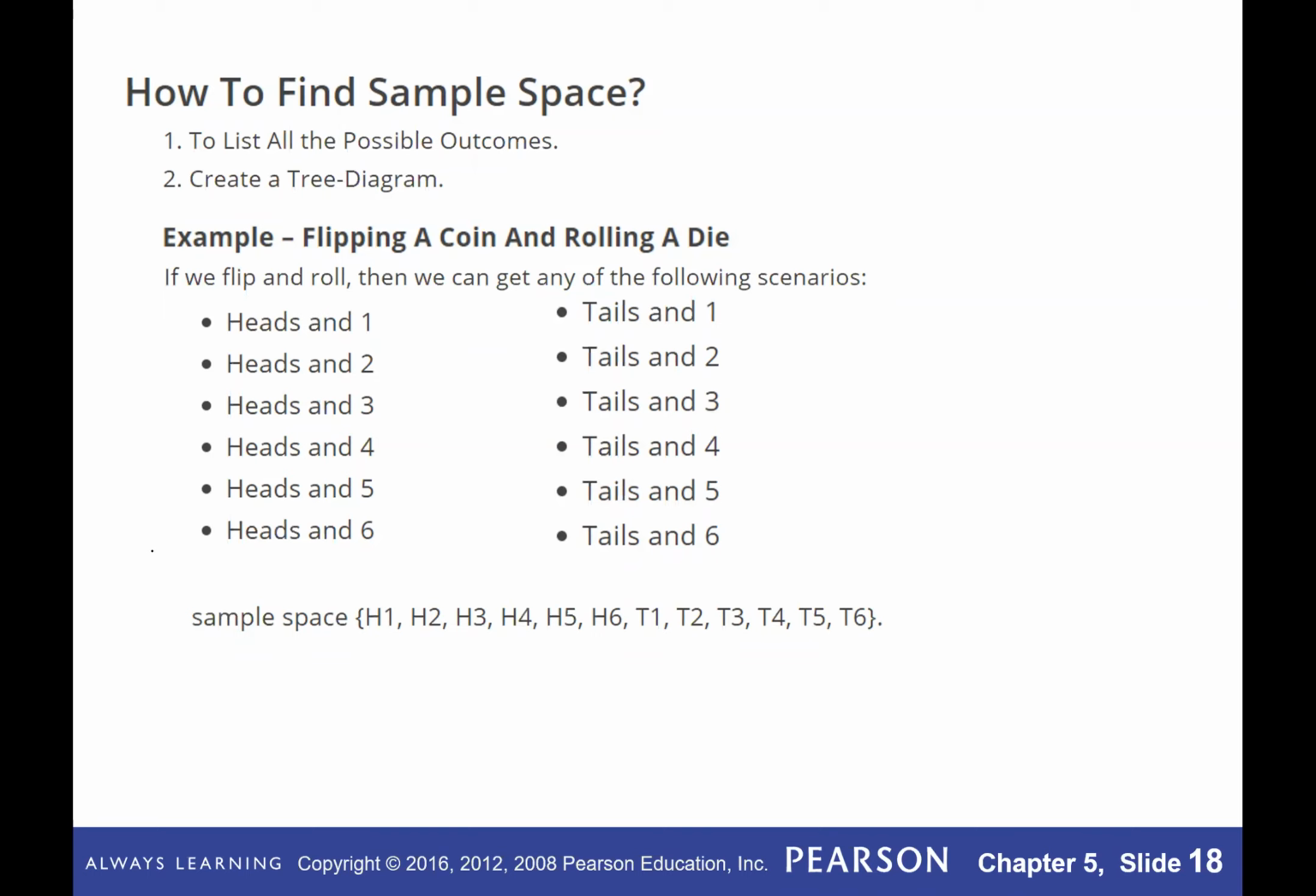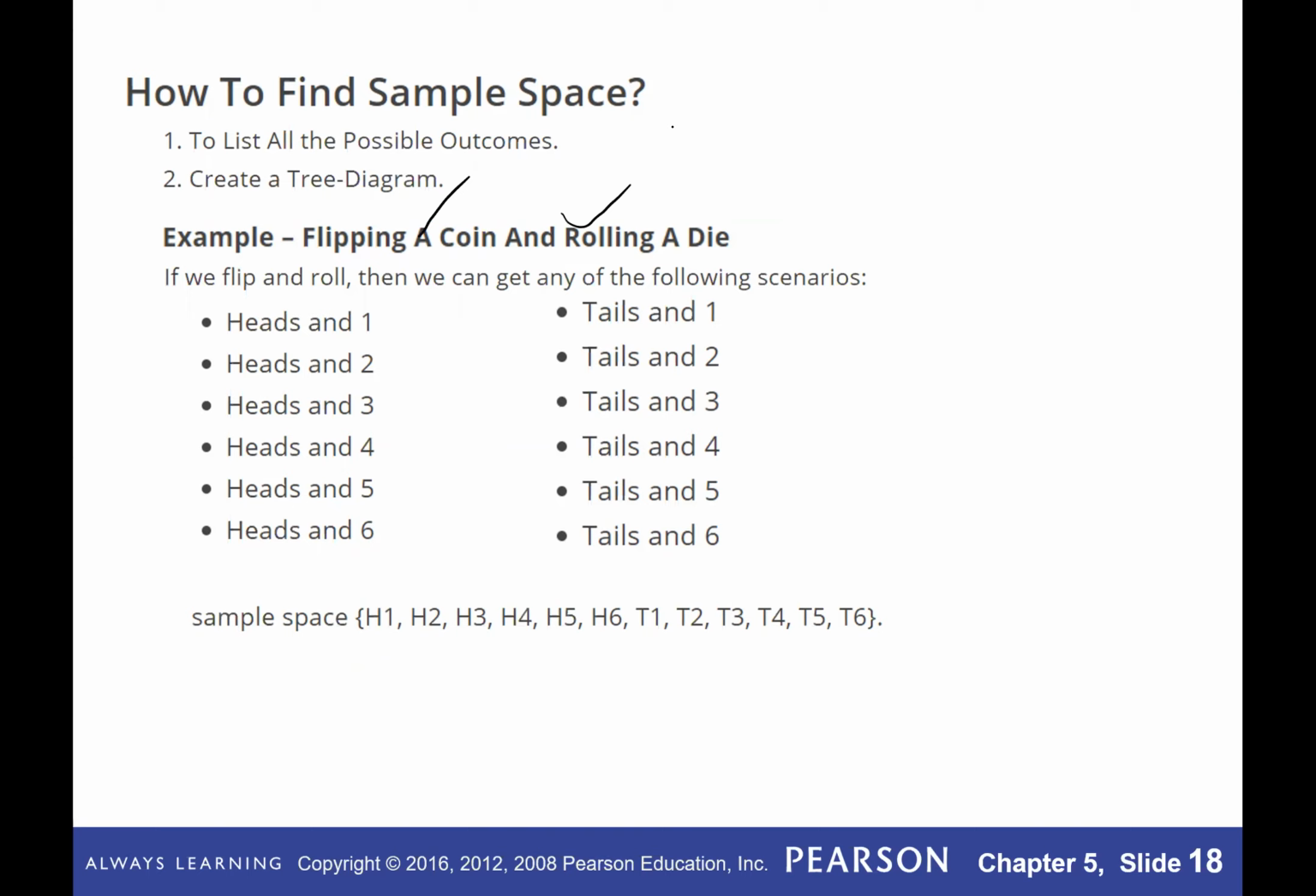So here is an example where we listed all the possible outcomes, flipping a coin and rolling a die. Here the experiment is you will flip a coin and roll a die together. First you will flip a coin, then you will roll a die, and that is the complete experiment. So this is just a single experiment. Now we have to find all the outcomes.